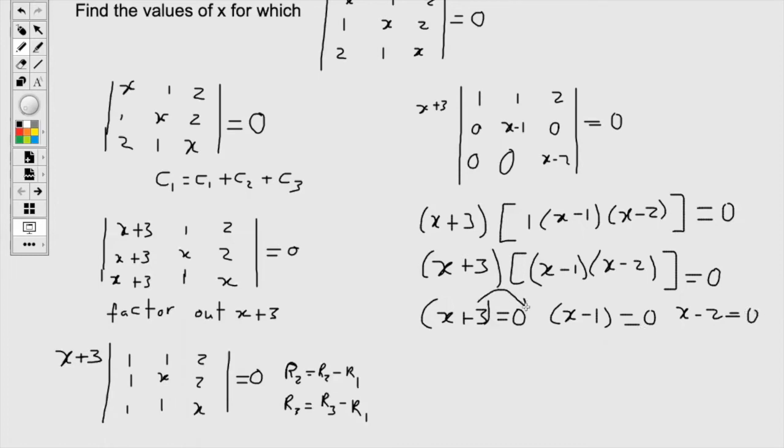Solving, carrying this over the equal sign, x is equal to negative 3. We're going to do the same thing here. Carrying this over, there's a sign change, so x is equal to positive 1. And carrying this negative 2 over the equal sign, x is equal to positive 2. And that's it.